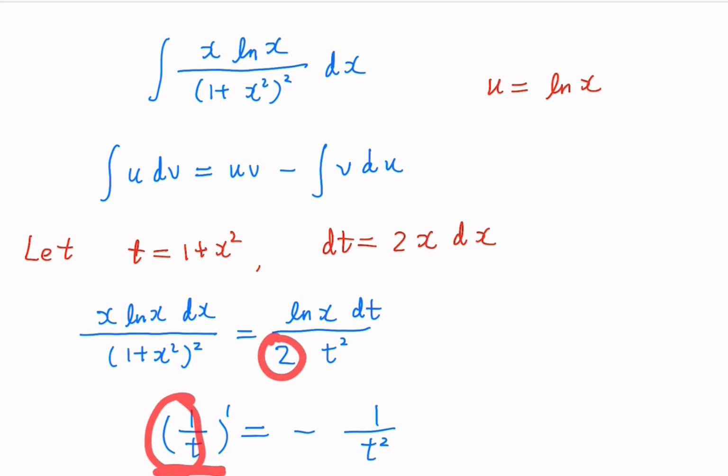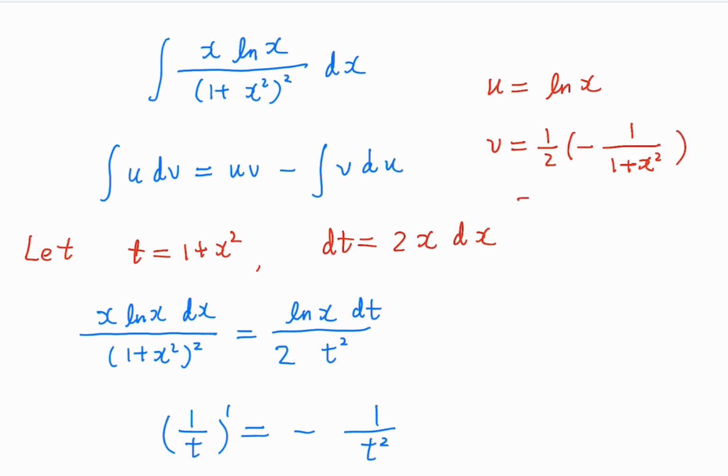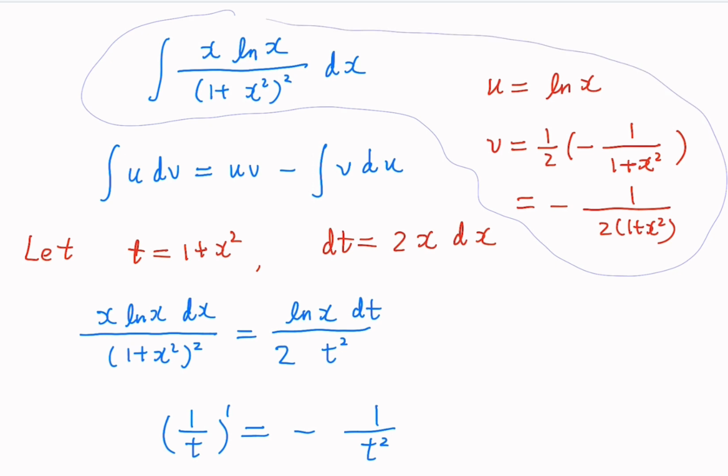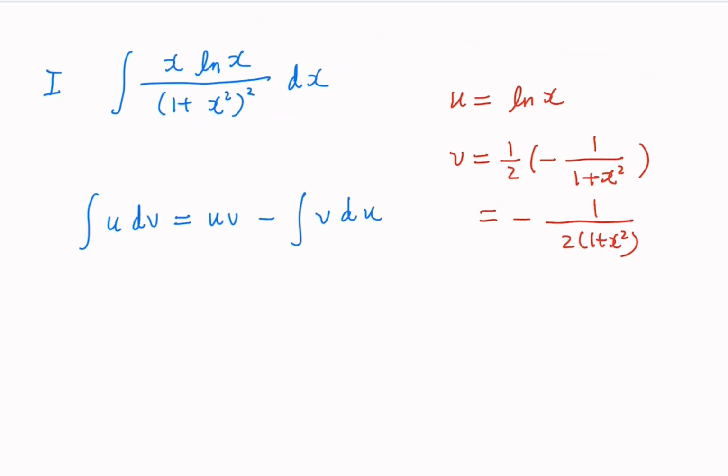There's a factor of 1/2 here. So v would be 1/2 of, there is also a negative sign here, negative 1 over t, which is 1 plus x squared. Or we can rewrite it as negative 1 over 2 times 1 plus x squared. Let's copy the whole thing here. Alright, let's call this integral I, by the integration by parts.